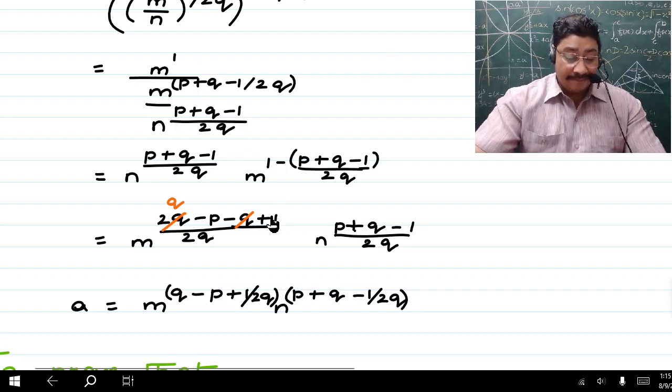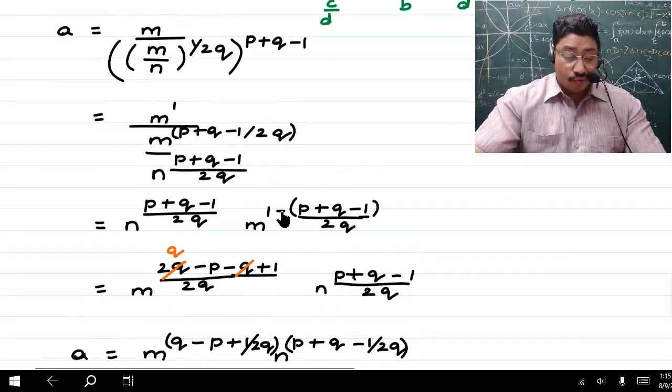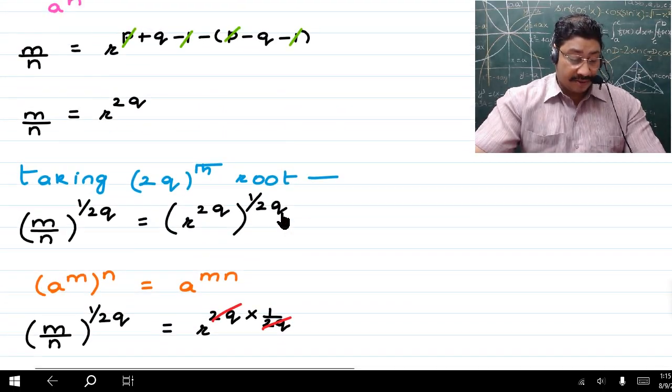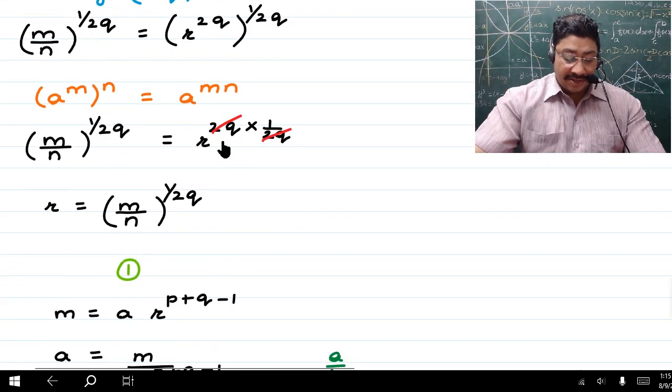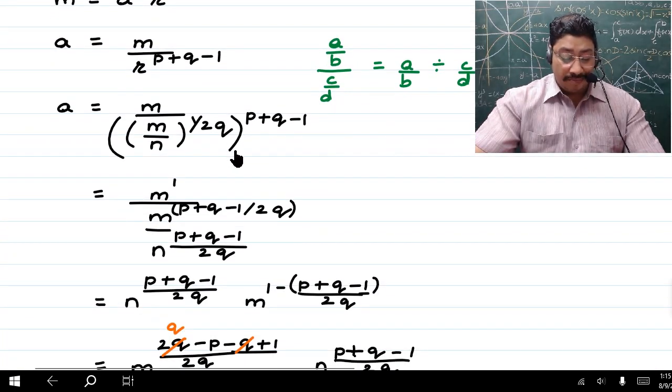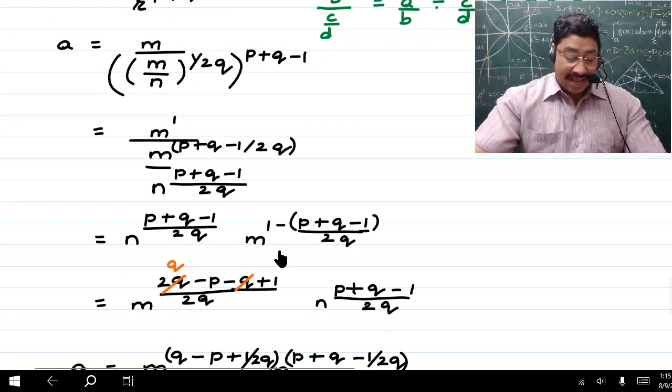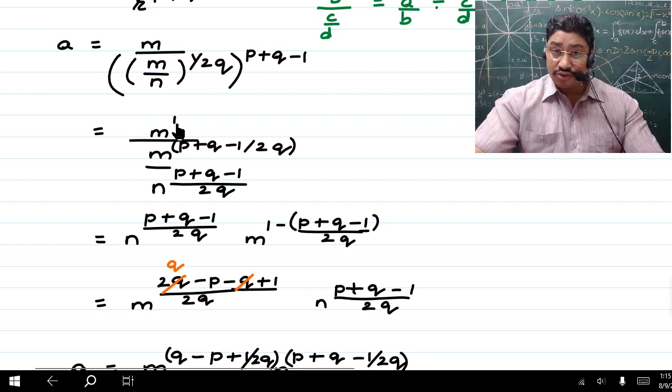Or we can do another thing, that is, if we remember the quotient rule of exponents, if we have a raised to the power m, which is divided by a raised to the power n, then that, children, becomes equal to a raised to the power m minus n. So here too, whatever is the power of the denominator, that is going to get subtracted. As such, here we will have m raised to the power 1, as it is just m, so obviously it can be considered to be m raised to the power 1, right? And then from that we'll be subtracting p plus q minus 1 divided by 2q, right? And that is what we do here.